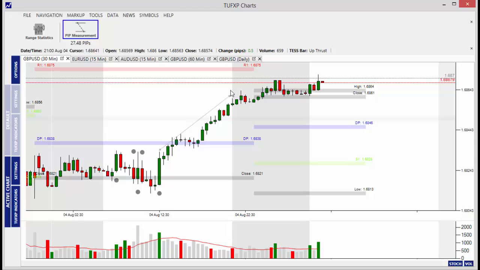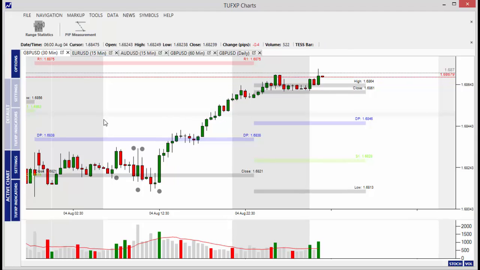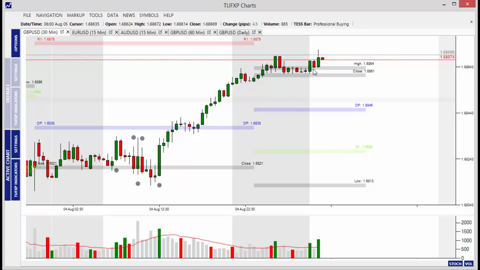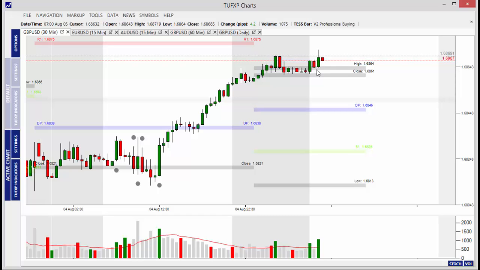It's 27 pips. So the market moved back to the upside on Monday afternoon, around about 27 pips. Since then, the market's traded sideways on the overnight. We are starting to see a bit more activity early on this morning, the market trying to move higher there.